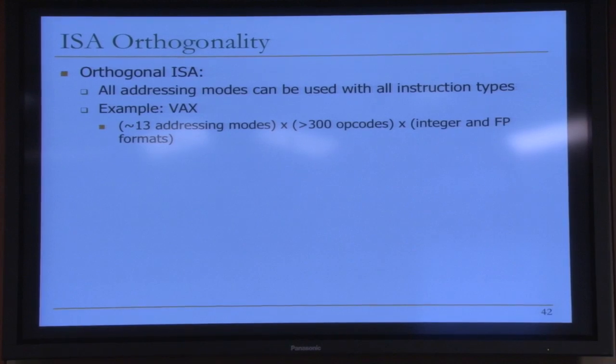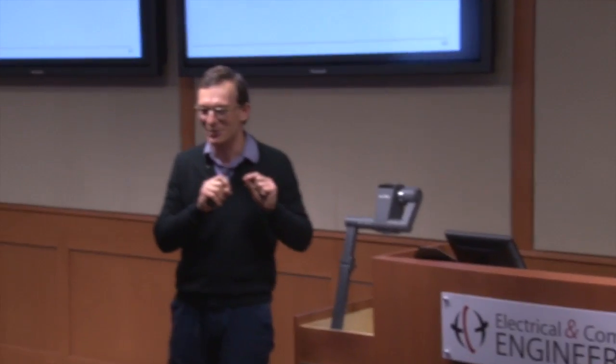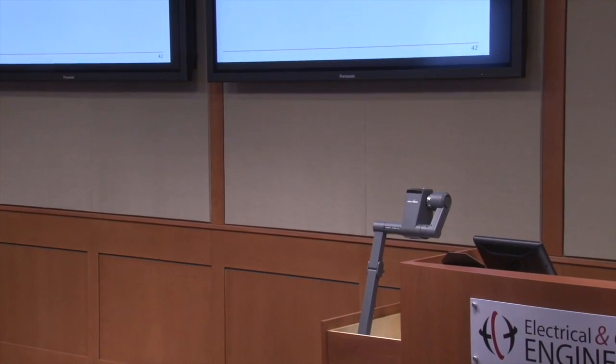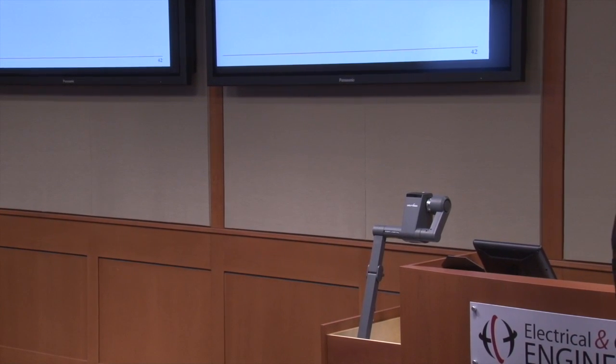Why is this good? Well, this is good for the compiler, actually. Now, the compiler is flexible. It doesn't need special cases for different addressing modes. VAX was an example of this. I'll give you some examples of its addressing modes in a later lecture. But it had 13 different addressing modes. It's kind of crazy, 13.